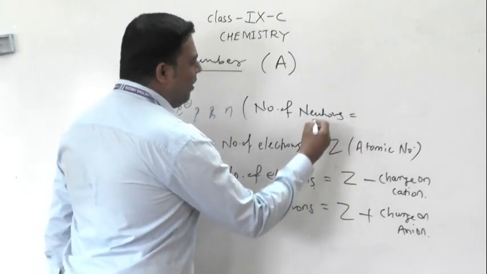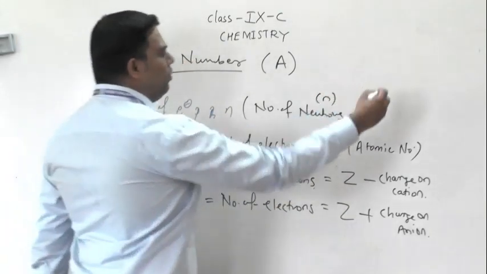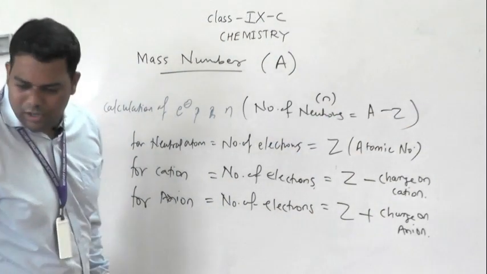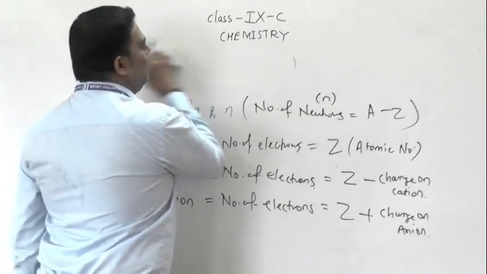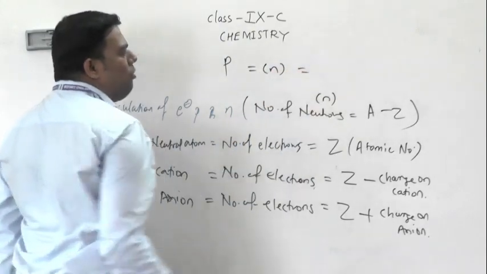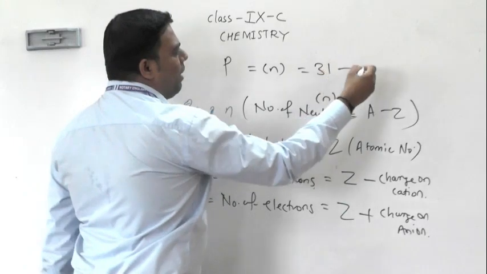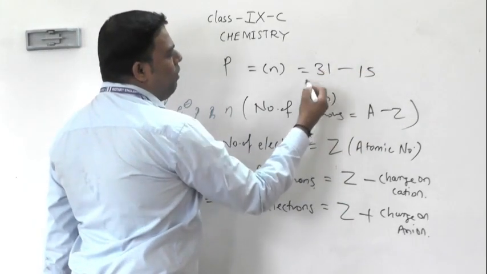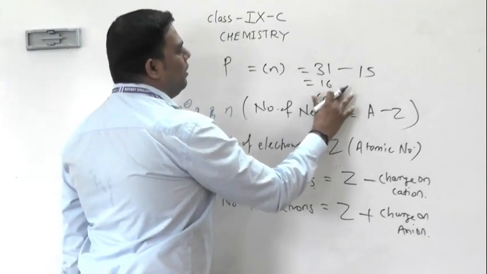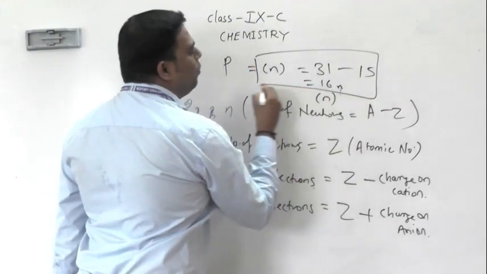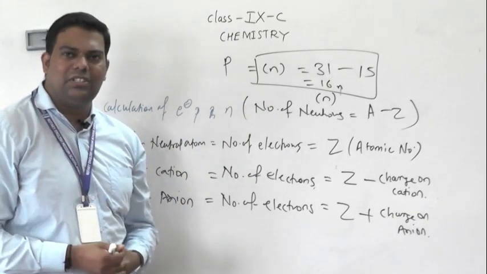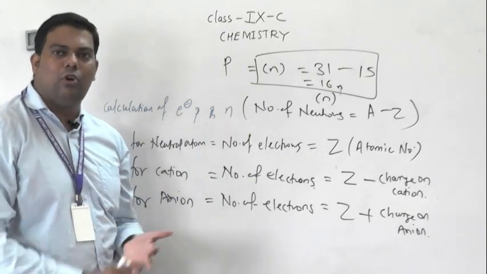What will be the formula for the number of neutrons? Number of neutrons is equal to A minus Z. Suppose you want to calculate the number of neutrons for phosphorus: mass number 31 minus atomic number Z, and you get 16. These are the number of neutrons for your phosphorus. Understood? So it is very easy to calculate the number of electrons, protons and neutrons.